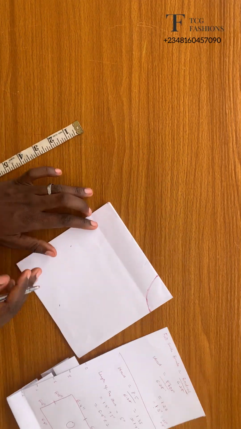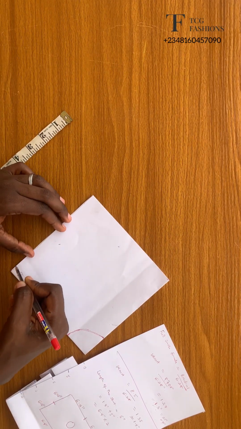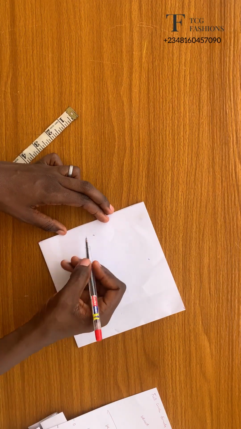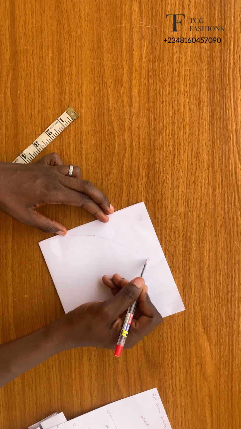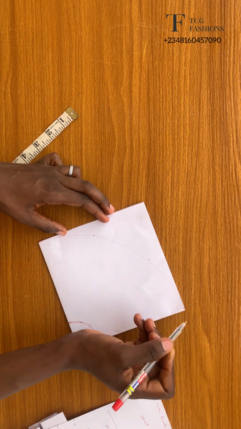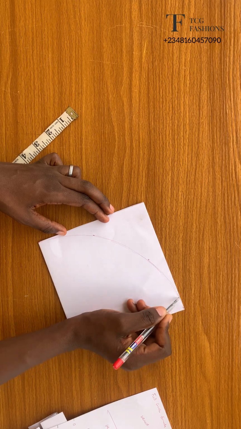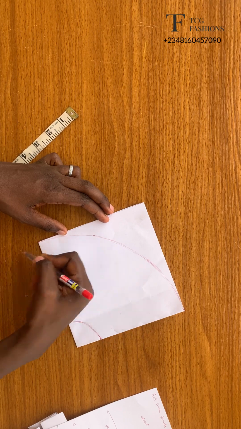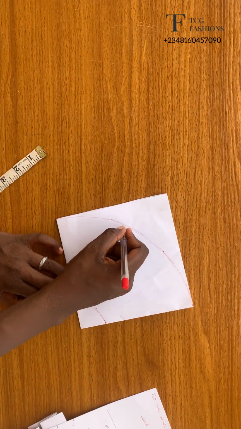Can you see that it is exactly my fabric measurement? I really don't have any excess. The only part I have excess is here, and that's because of the circle. So just connect. Okay, so this is my small circle, this is my big circle.